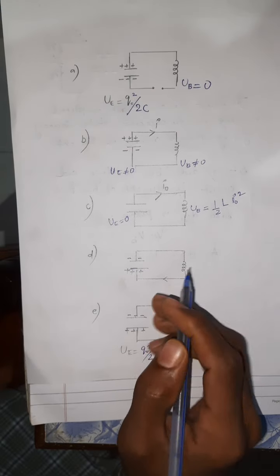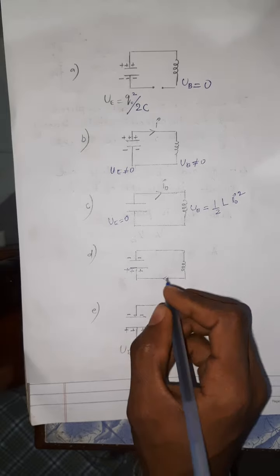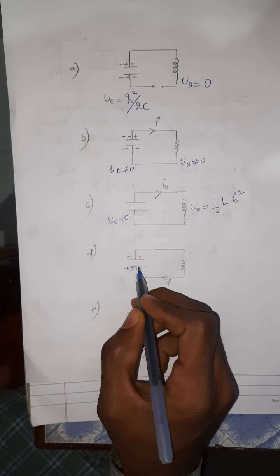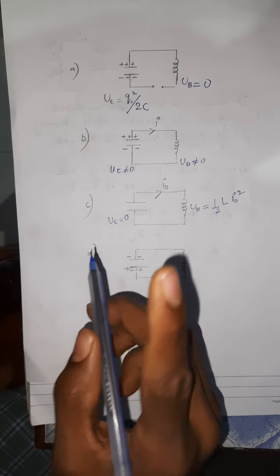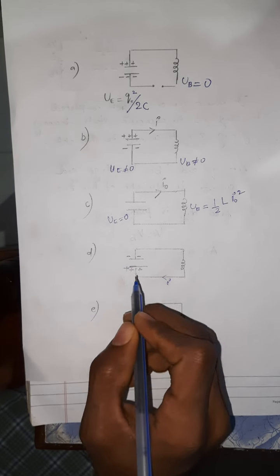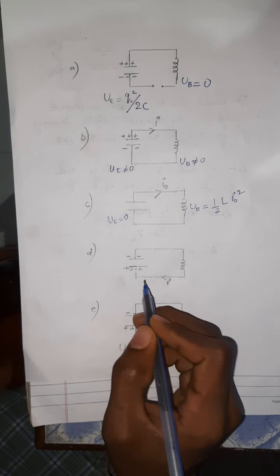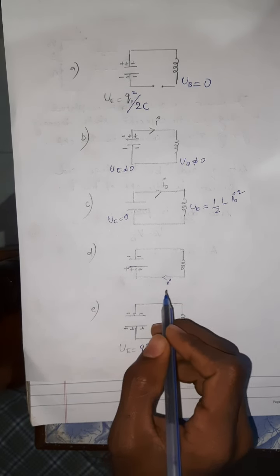In diagram D, now this current will start to charge the capacitor, but in opposite polarity. Initially in our diagram we had this plate positive, but in this diagram we have this plate as positive, because this current is charging the capacitor in opposite polarity.